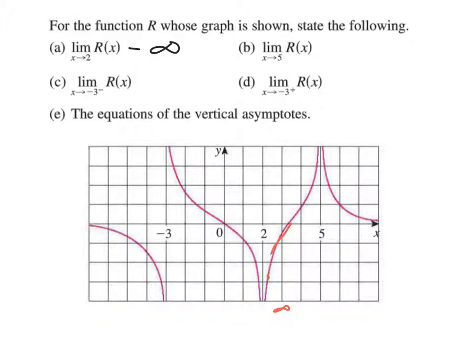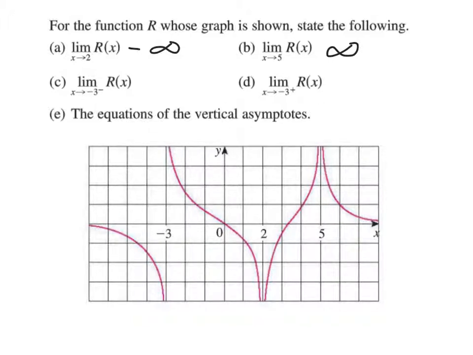But notice that I had to look from both the left and the right in order to be able to answer that. All right, part B, next to it. As x is approaching 5. Well, from the left, it's approaching infinity. From the right, it's approaching infinity. And so, it's approaching the same thing from both sides, so that is our limit.